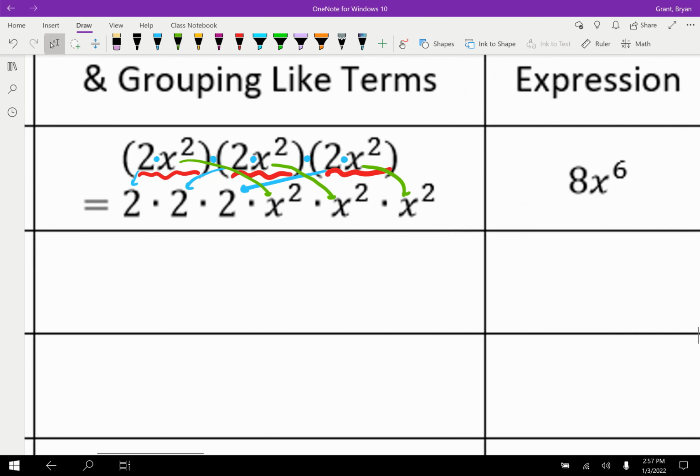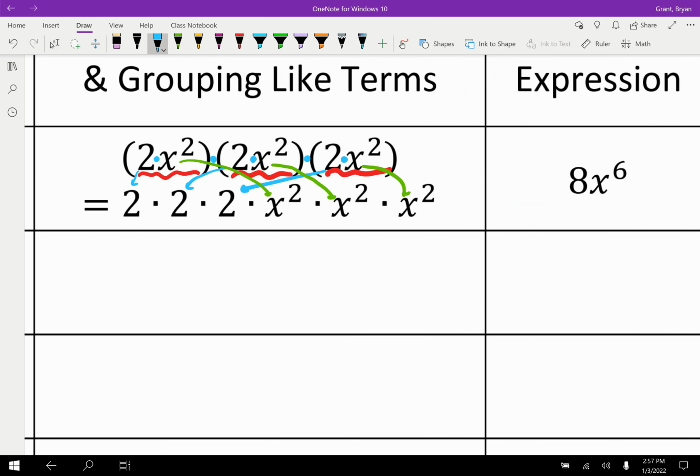And now we can actually use the same rules that we used from the first page. We should know that when you do 2 times 2 times 2, that is 2 to the 3rd power.